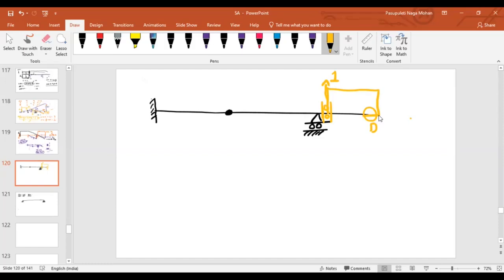This is for shear force at right of C. Am I right? Yes, sir. Right of C. Ideally, for shear force to the right of C, it will move horizontally. That is, the right side part will move horizontally.